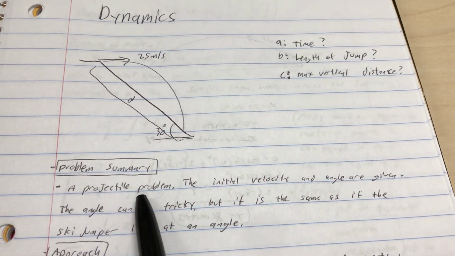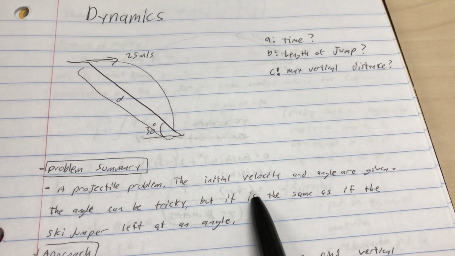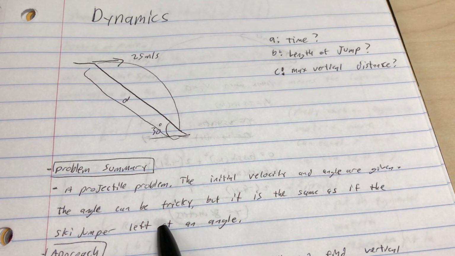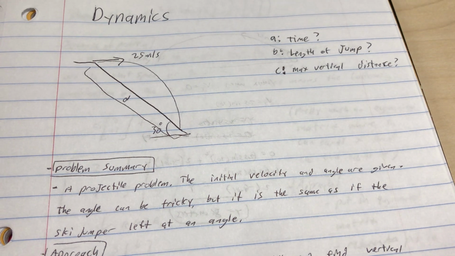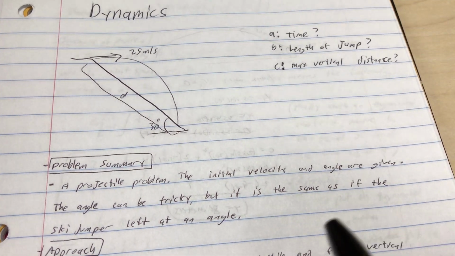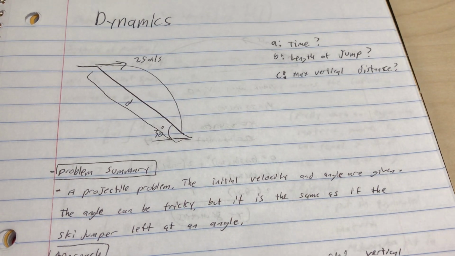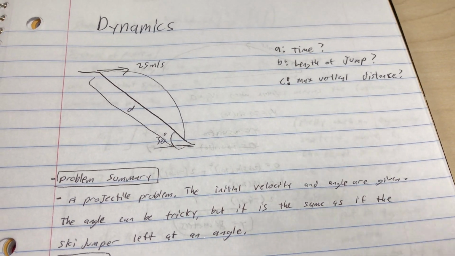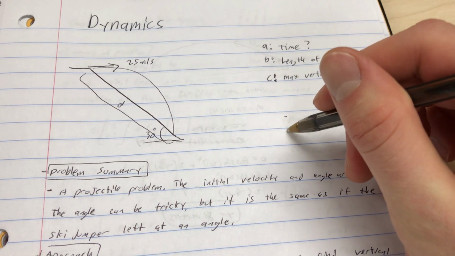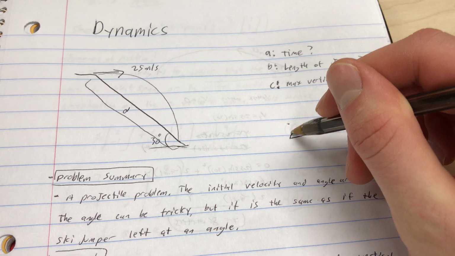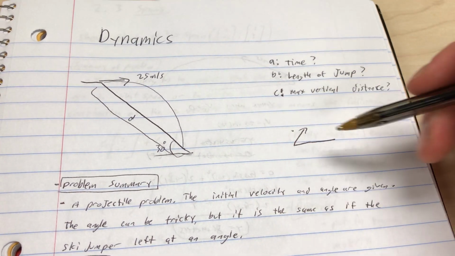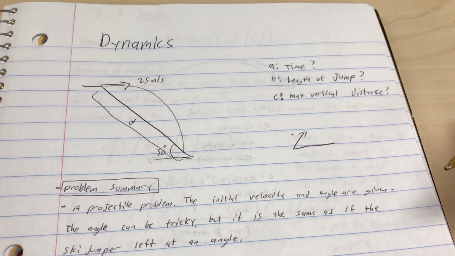So this is a projectile problem. The initial velocity and angles are given, as shown. The angle can be tricky, in terms of how he lands and things like that. But it's the same as if the ski jumper left at an angle. So hopefully that makes sense. That's like saying instead of looking like that, we can just turn it and the jumper is now going off at an angle. And so these are just the same problem.